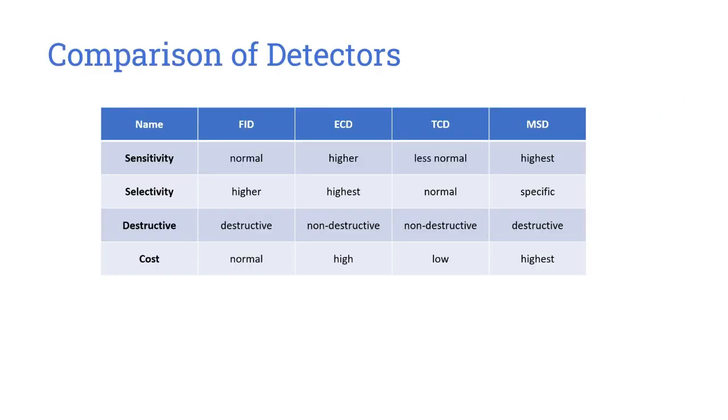Each detector has unique strengths and limitations. The highest sensitivity is MSD, followed by ECD, FID, TCD, and the most selective is ECD, and then the specific is MSD, and followed by FID, and the TCD is the universal. ECD and TCD are non-destructive, while FID and MSD are destructive. MSD is most expensive, followed by ECD, FID, and TCD.